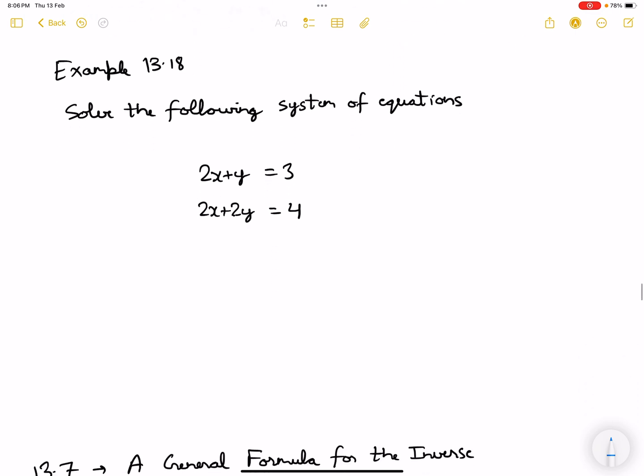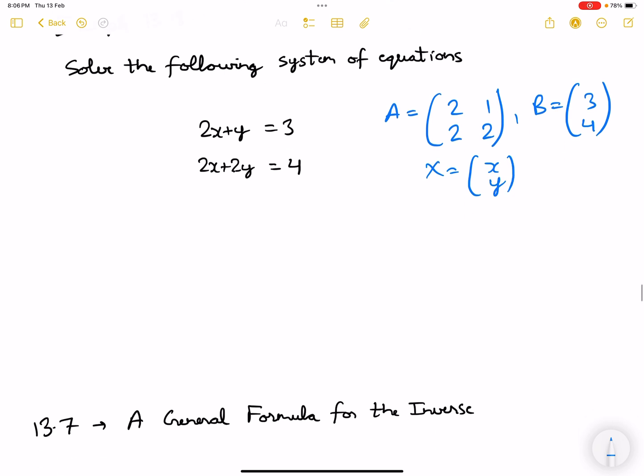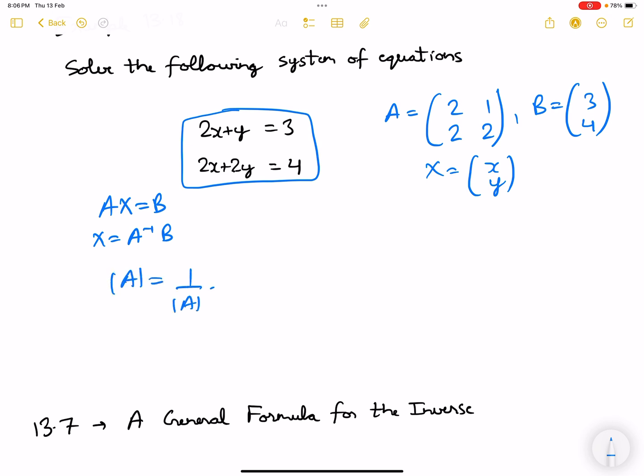Now solve the following system of equations. Here we have A equals [2, 1; 2, 2], B equals [3; 4], and x equals [x; y]. So Ax equals B, so x would be equal to A inverse B. Now for a 2 cross 2 matrix, we know how to find A inverse. A inverse is 1 by the determinant of A into adjoint A. So this becomes 1 by 4 minus 2, which is 2, into adjoint A.